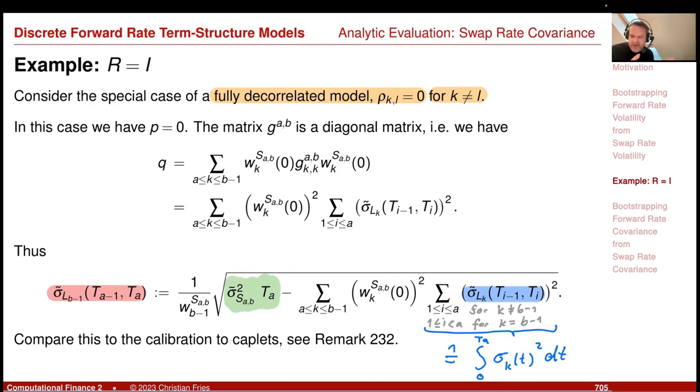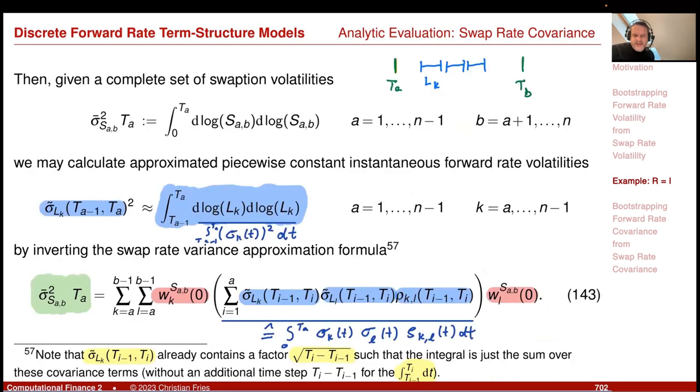Okay, so this is a very nice algorithm. And you might think, okay, I don't like it because this guy here is only an approximation formula. There is still here the approximation.